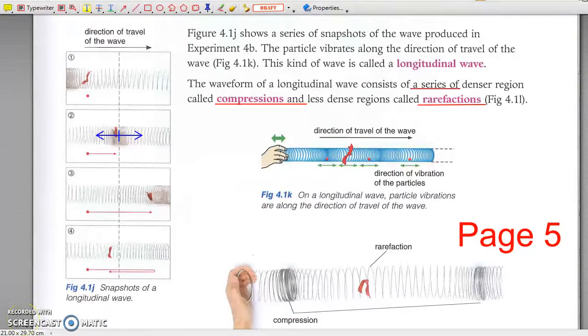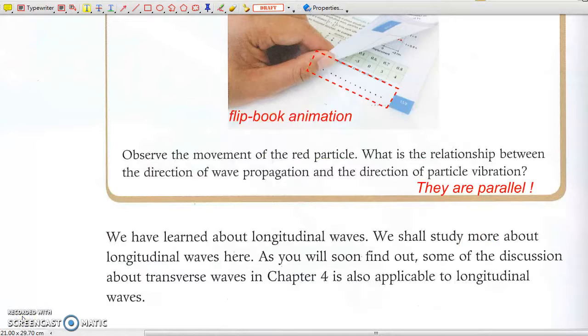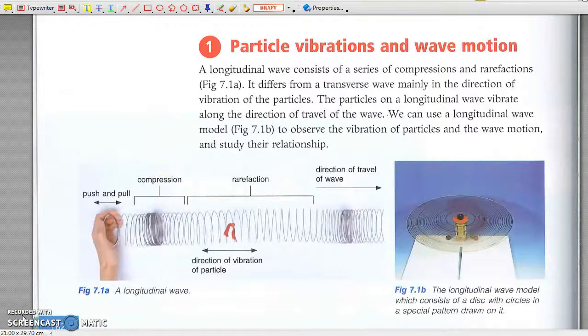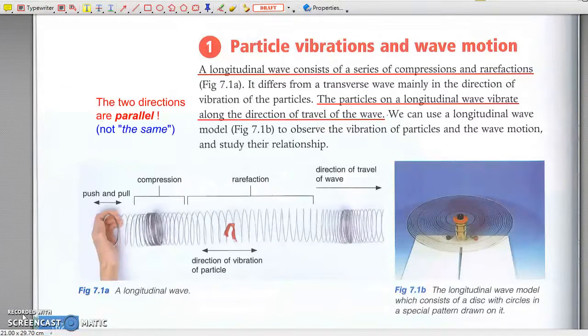You have learned on page 5 that a longitudinal wave is a series of compressions and rarefactions. And what's more, 1. Particle vibrations and wave motion. For a longitudinal wave, the direction of vibration of particles is parallel to the direction of propagation. We may use a slinky spring or use a longitudinal wave model to show the motions of particles.